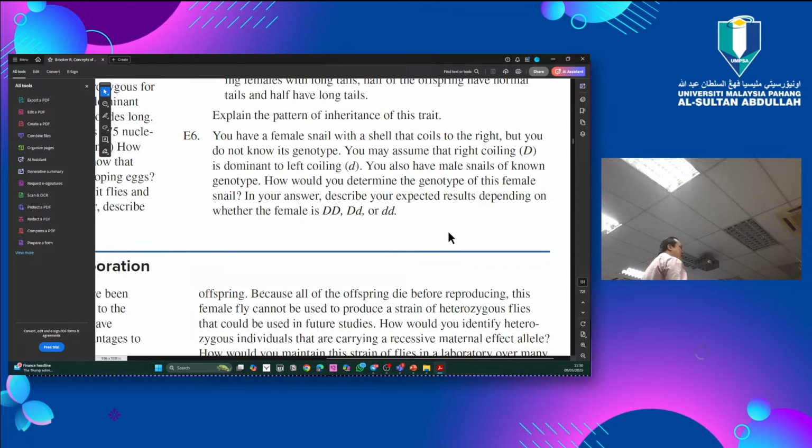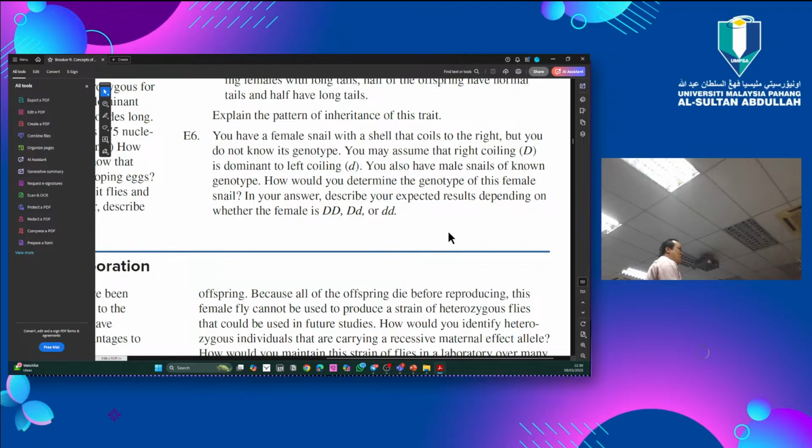So you have a female snail with a shell that coils to the right, but you don't know what's the genotype. Usually the question is always like that. It's not given the certain parent's genotype, but you can find it out from the other tips in the question. You may assume that the right coiling D is dominant to the left coiling small d. You also have a male snail of known genotype. So how would you determine the genotype of this female snail?